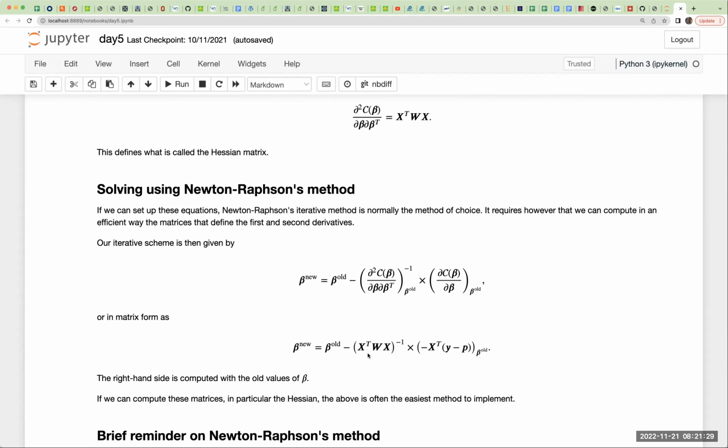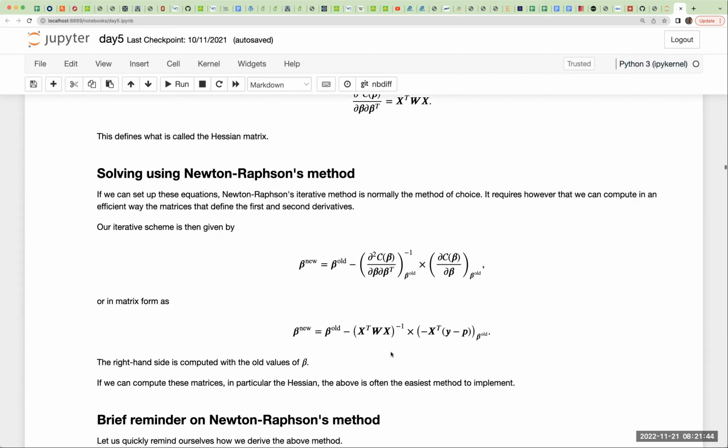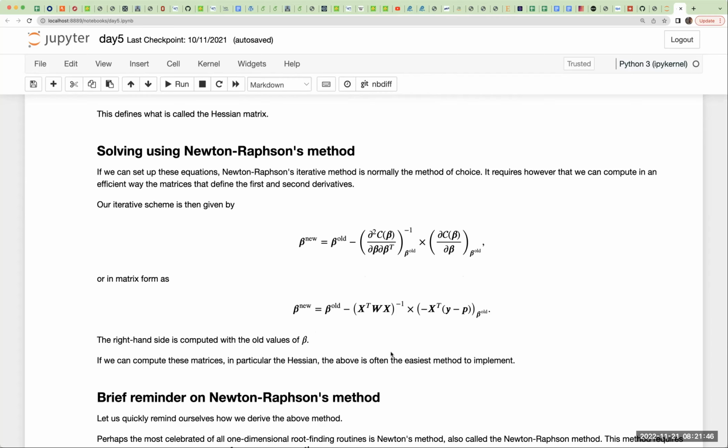And in every iteration, you calculate this matrix, as you can see here, in terms of the previous values. And same with the gradient. So this is the gradient, and this is the Hessian matrix, which we have to invert for every iteration. And that clearly becomes time consuming.